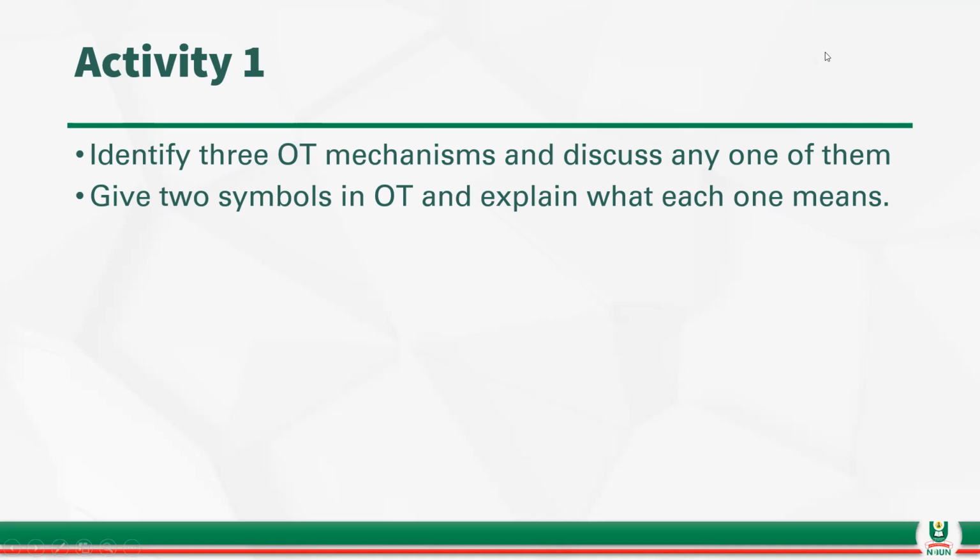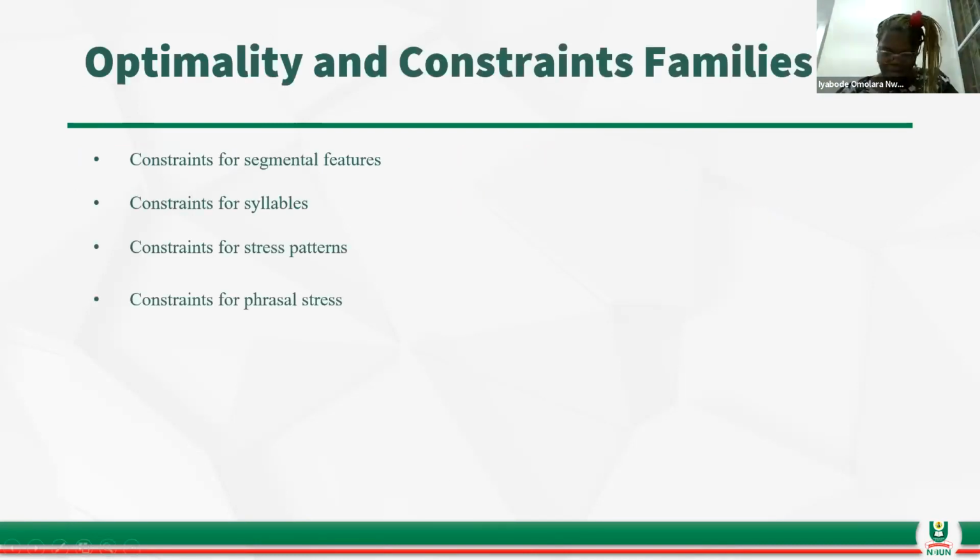Yes, Prof. I want to mention two symbols in optimality theory. One is the pointing finger, which identifies the winning candidate. And then another is the asterisk. The asterisk shows a violation. And then we have the asterisk and exclamation mark, which indicates a kind of fatal violation, a very brutal one. That's just what I can say. Okay. So, thank you.